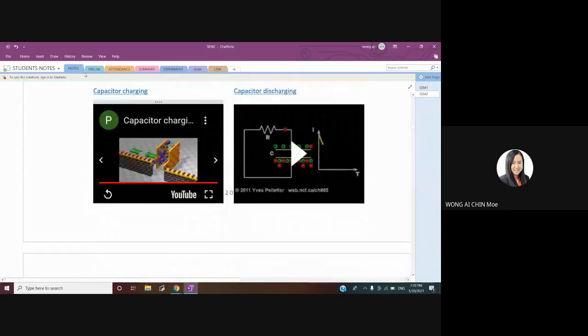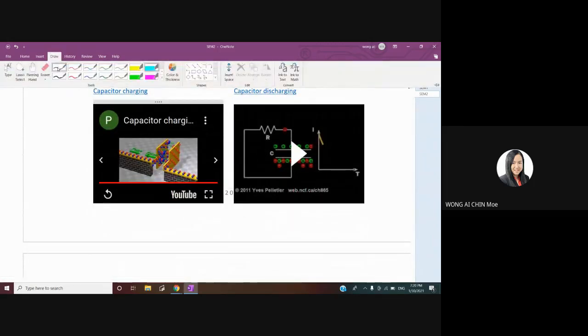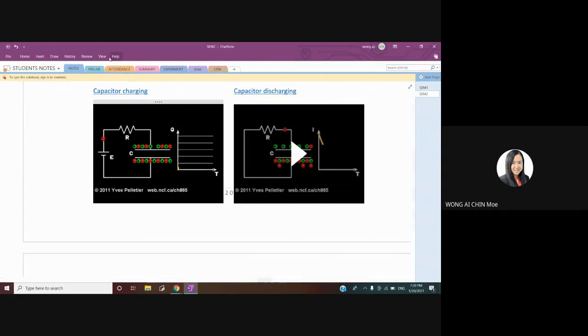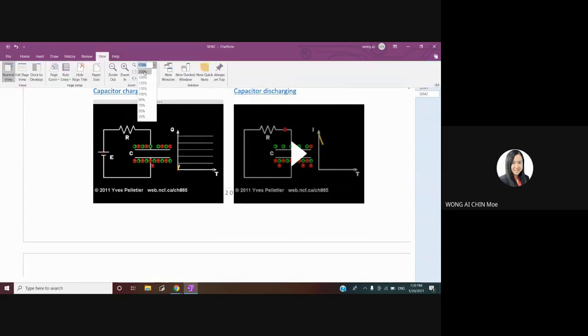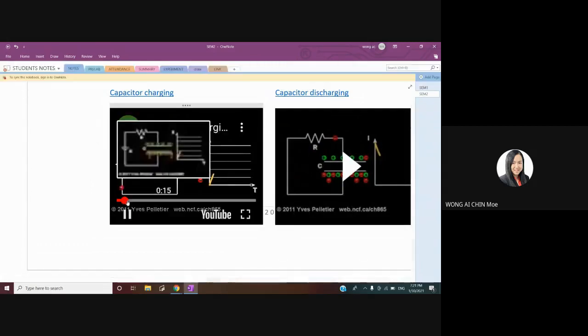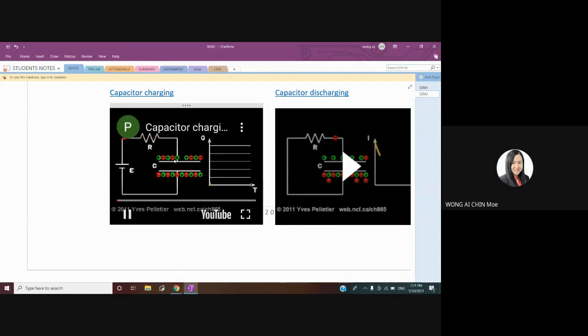Now we look at the video here. We play it again. Initially, this is a charging process, so initially there's no charge. When we turn on the switch, there's a power supply here, and the negative charge will flow to the other plate. If you refer to this graph, the charge Q is increasing.